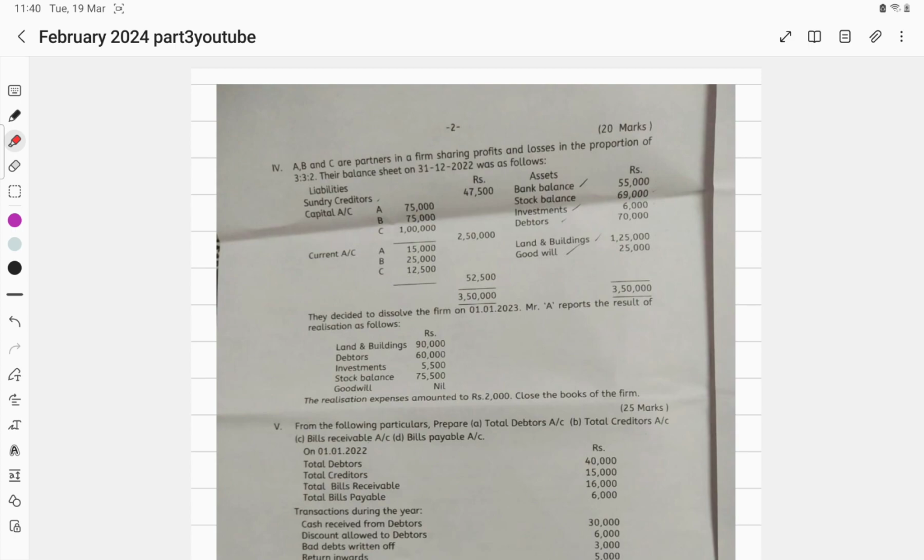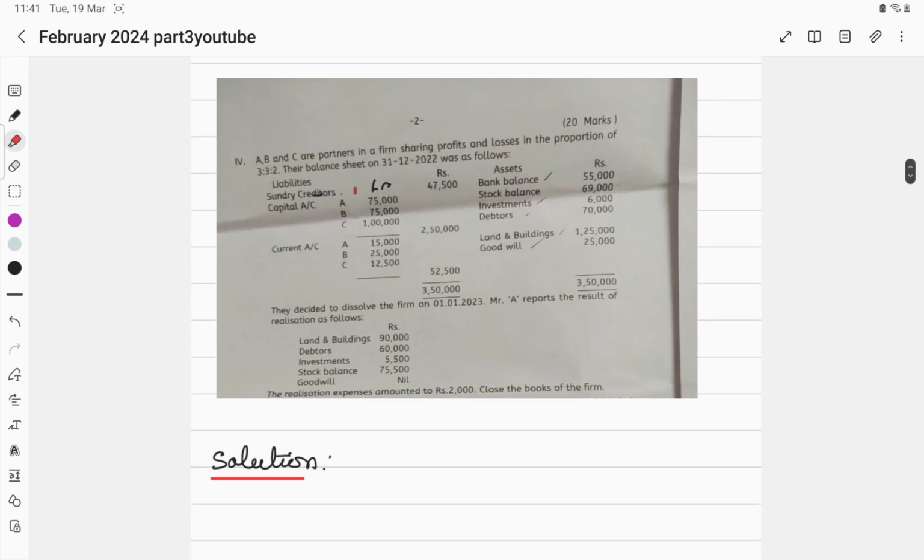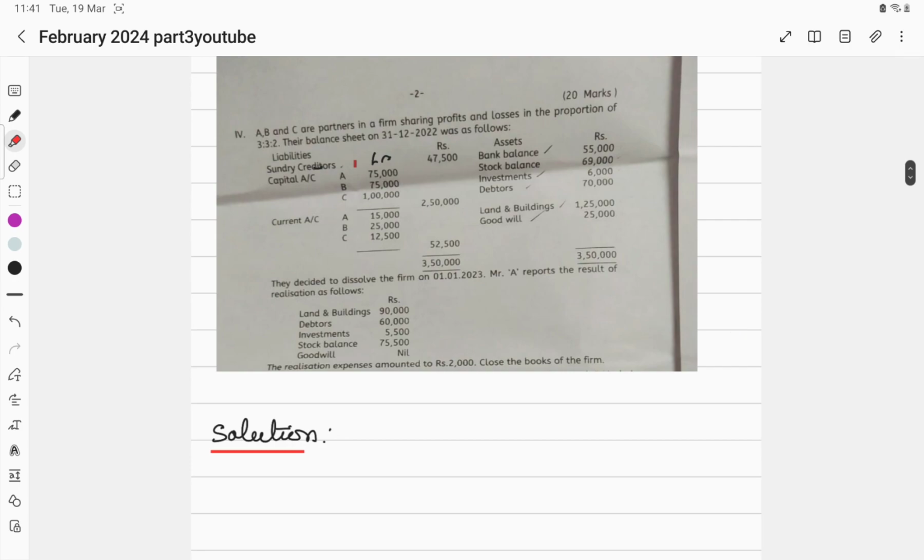Mr. A reports the result of realization as follows. Land and buildings 90,000, debtors 60,000, investments 5,500, stock 75,500, goodwill nil. The realization expenses amounted to rupees 2,000. Close the books of the firm. Solution: close the books of the firm.